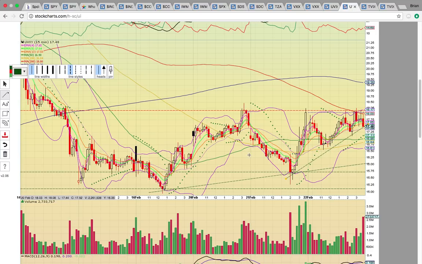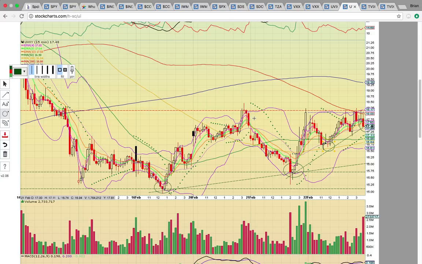This is a much better looking chart than the indices. It has higher lows. Look at the lows here. It made a low on the 16th, a higher low on the 21st, a higher low today. Or you could say the low down here. It's making higher lows. You get the point.